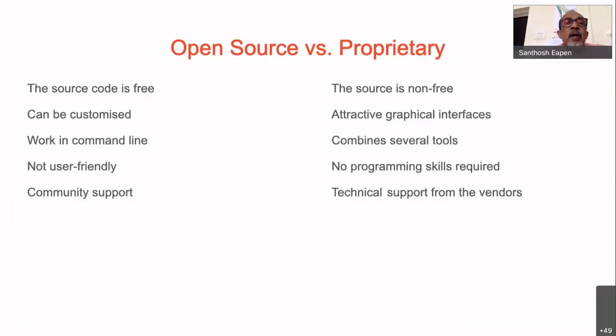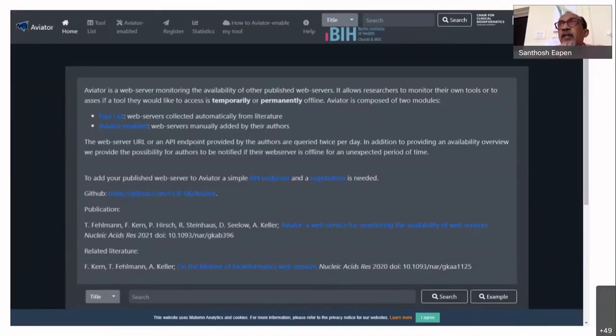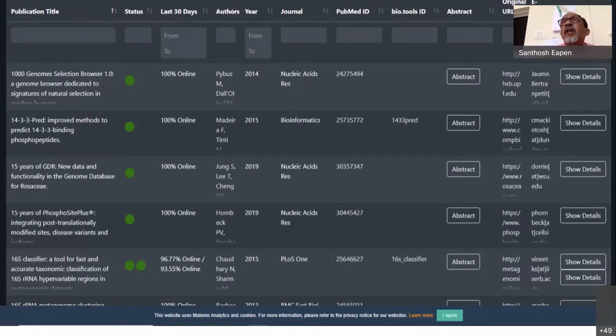Another compilation is available, called Aviator, where the entire sets of bioinformatics tools are listed, with their availability, their link, who has developed it, and what was the journal or the article. So like that, all information is nowadays available and compiled. You can go through that, search for your requirement and design your experiment. You can analyze the data using some of these tools that are already available in the public domain.